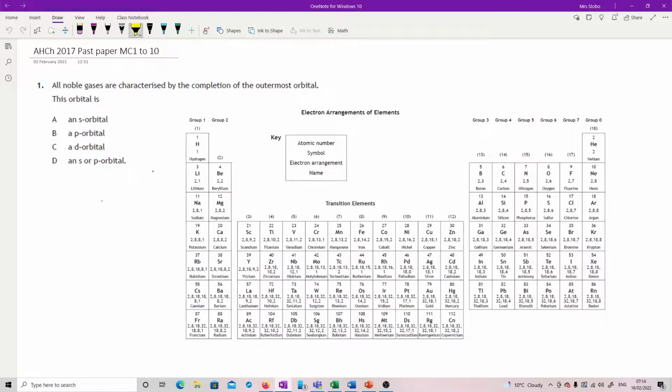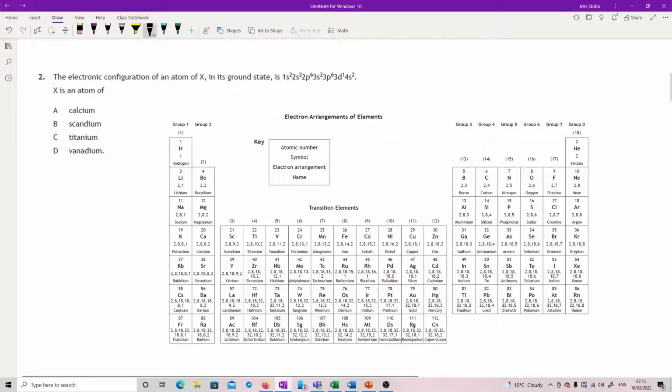This orbital is... Okay, so this is a little bit sneaky, but not totally. I've just pulled in the data book so that we could pull out the noble gases down here. And then it's looking for what is the last orbital, or the outer orbital, that you find. What you've got to remember is, this is 1s, there's 2s, 2p, and 3p, 4p down, all the rest of the way. So from neon down, every single one of them ends with a p orbital, but helium ends with an s orbital, so it's D.